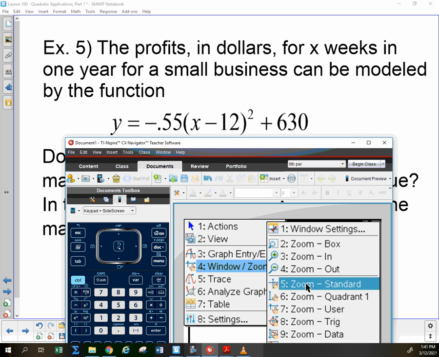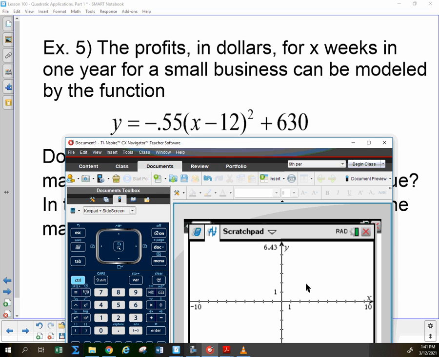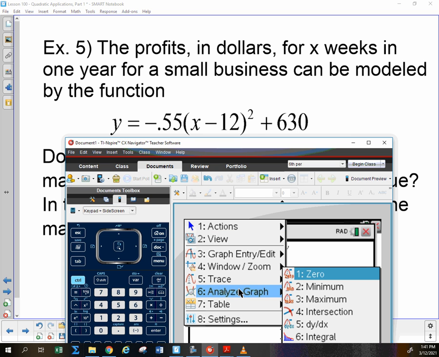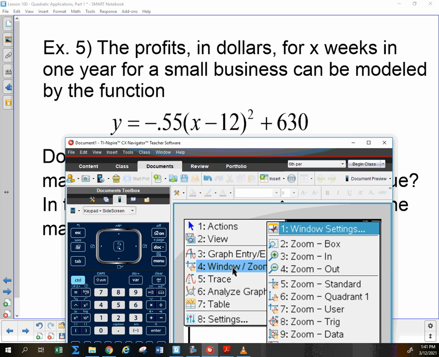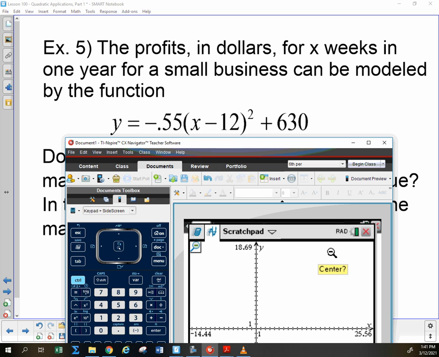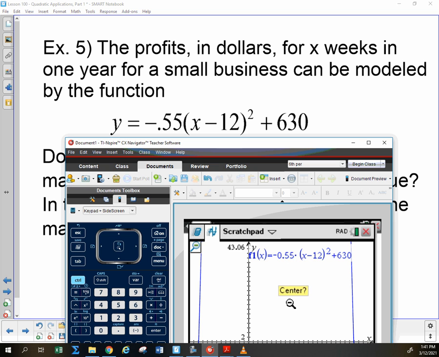I'm going to hit zoom standard first just to see what happens. That didn't really help, so I'm going to try it again. Menu, analyze graph, or no, I'm sorry, window zoom. And let's zoom out and see if we can find the thing somewhere. And then I'll want the center. Well, I think maybe it's here. Let's keep going. I'm starting to see it.